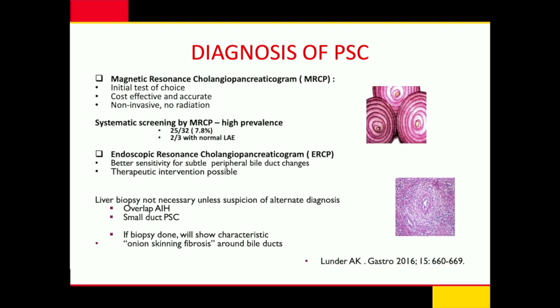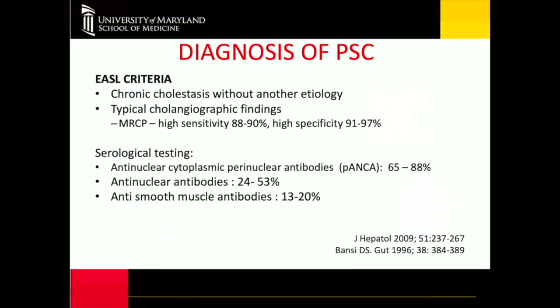Liver biopsy is really not necessary unless there's a suspicion of an alternate diagnosis, but if it's done, you will see these pathognomonic periductular fibrosis, the so-called onion skinning around the bile ducts. So the EASL criteria summarize this. To make a diagnosis of PSC, one is required to see chronic cholestasis without another etiology and typical cholangiographic findings.